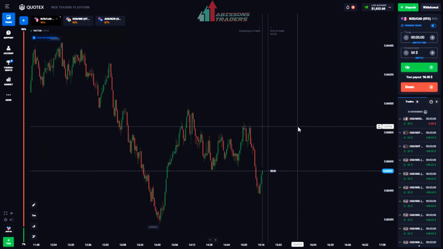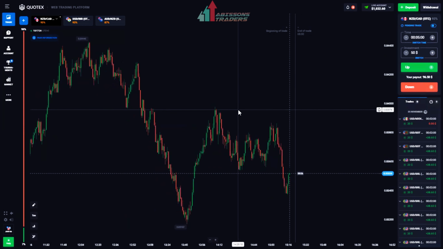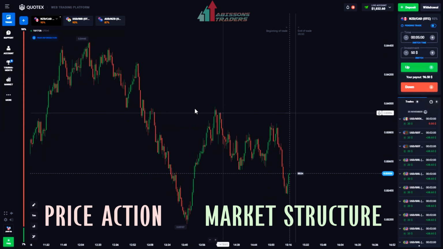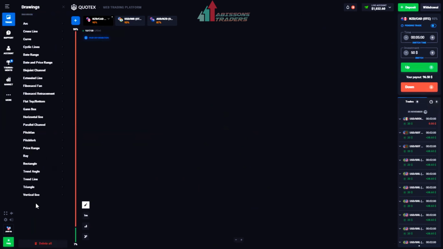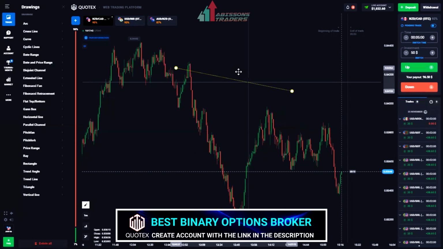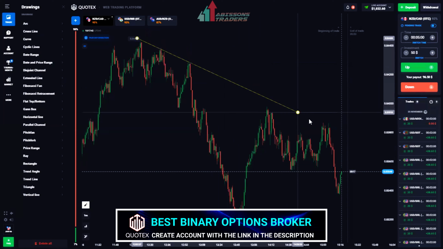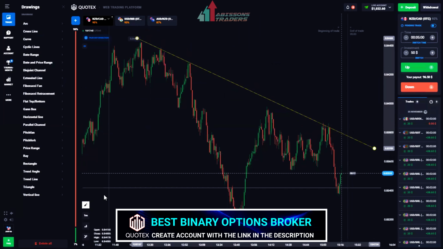Now you analyze the market. For you to analyze the market, you need to understand price action and market structure. You can see here we have a downtrend structure. You need to look for a good trend, whether an uptrend or a downtrend. Like this one, you can see we had a long downwards trend. This is a downtrend structure.